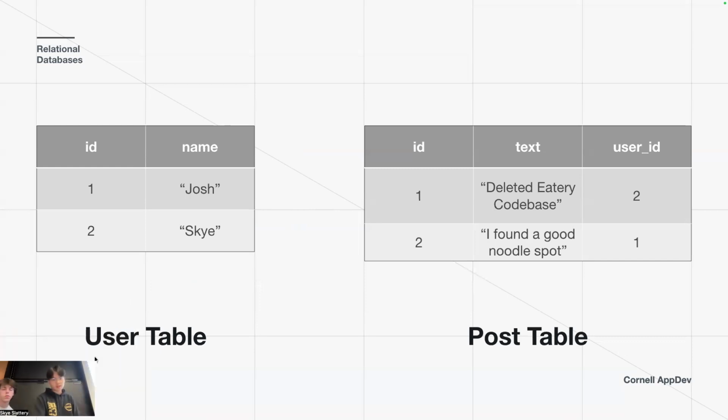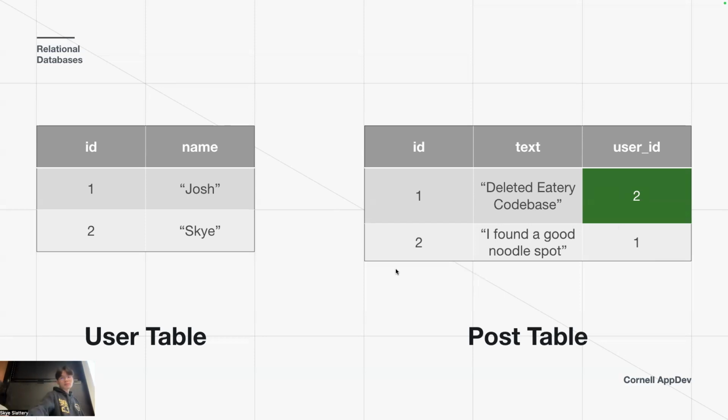Here's an example of the user and post tables. This one stores all the users, and that one stores all the posts. In the post table, we store which user created the post. Here we have user ID 2 and 1. In this case, Sky created this post, and this one was made by me. As you can see, this is how you connect these two tables.